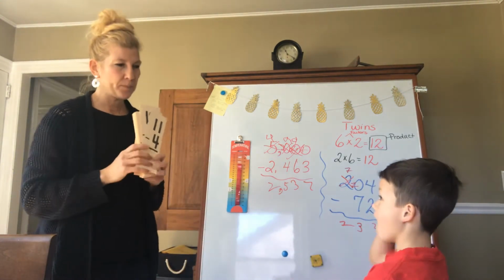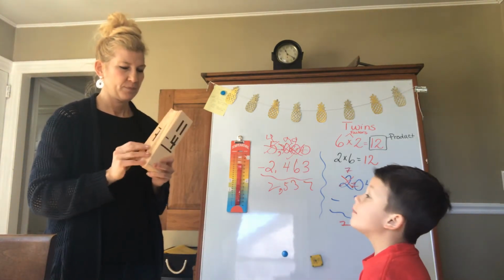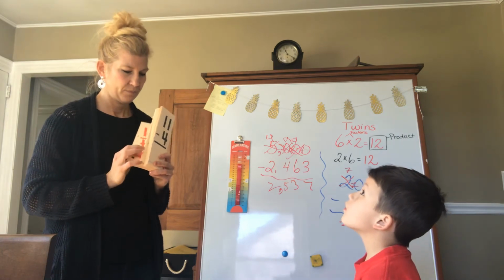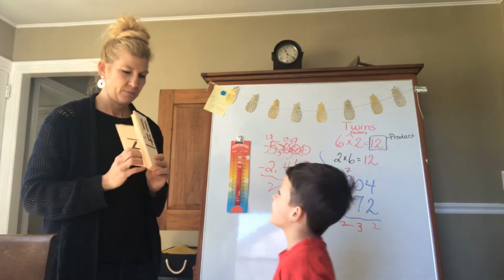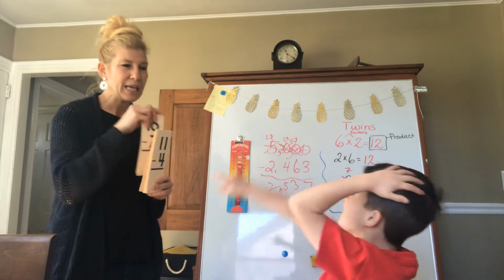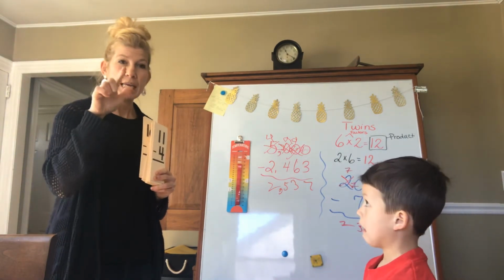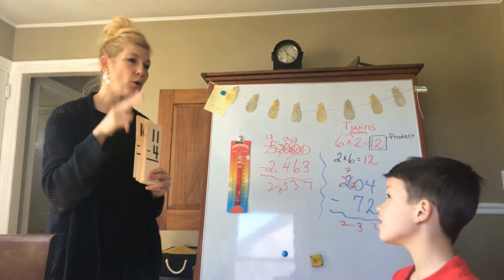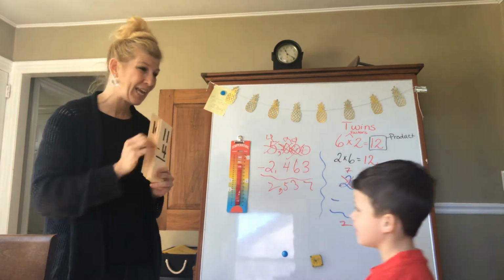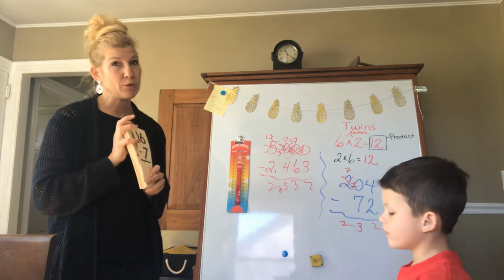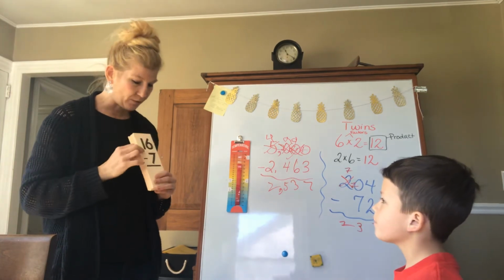11 minus 4. 11 minus 4 is 7. You should have said 10, 9, 8, 7. But you should know 11 minus 4 is 7 by saying it every day. So if you can't tell those answers, you need to practice your subtraction family.